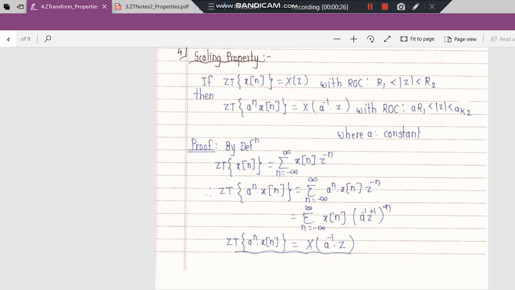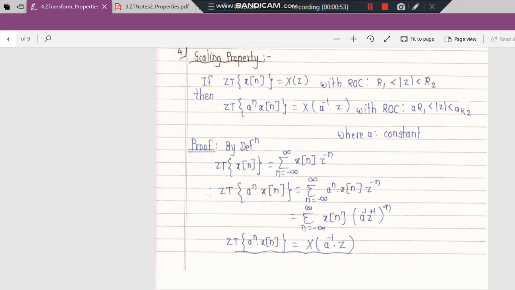So what happens when you have a signal whose Z transform is X of z? Now, if this is scaled by the factor a raised to minus 1, depending upon this a value, what happens to the time domain signal? It gets multiplied by a raised to n. So this is called the scaling property.